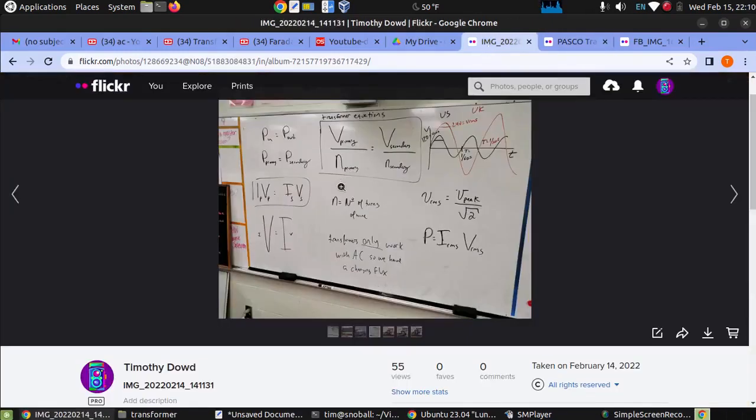Just some other important equations. We can determine what voltage you get in the secondary coil versus the primary coil by comparing the number of turns of wire. In this equation, the voltage in the primary divided by the number of turns in the primary equals the voltage in the secondary divided by the number of turns in the secondary. This helps you figure out what voltage you'll be getting out of the transformer. If you have fewer turns in the secondary than you do in the primary, you're going to step down and have a lower voltage. If you have more in the secondary, you're going to step up and have a larger voltage.